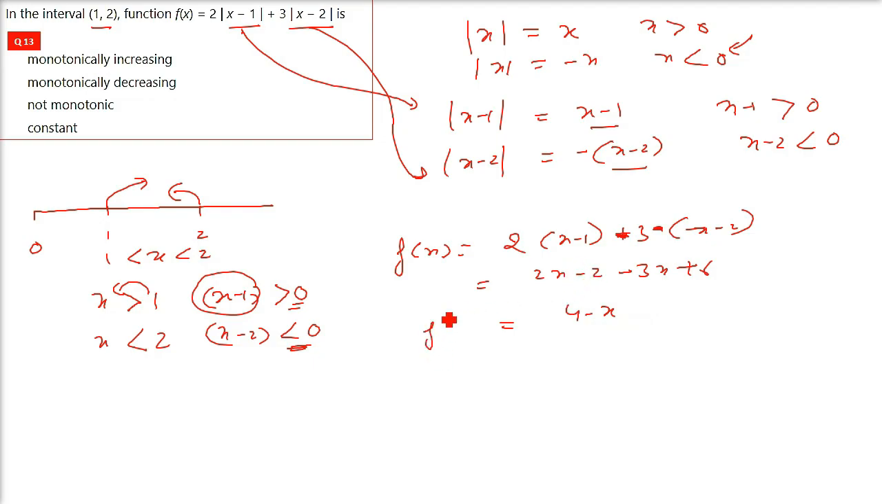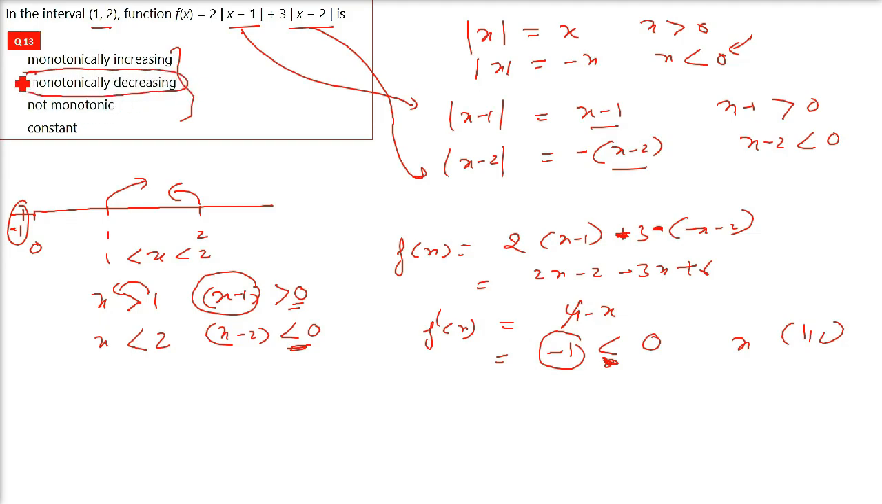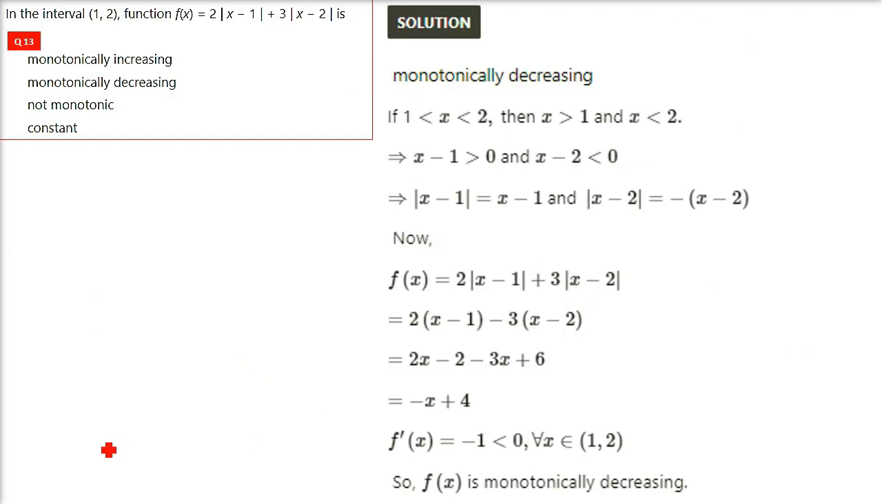Now let us differentiate it. This is the interval, and we have removed the modulus sign. Now coming to the differentiation, when we differentiate, you will get minus 1. Minus 1 in any case is negative. Negative 1 is less than 0. So when we have x between 1 and 2, we got f dash x which is negative 1, which is less than 0. See, it is not less than or equal to 0, it is actually less than 0. That's why it is monotonically decreasing. If f dash x is less than 0, then you can say that it is monotonically decreasing. This is how you are going to do this.